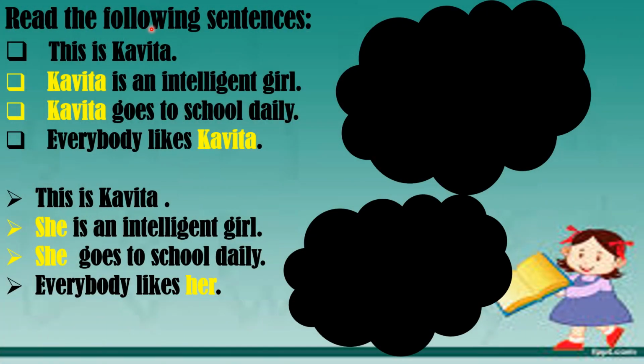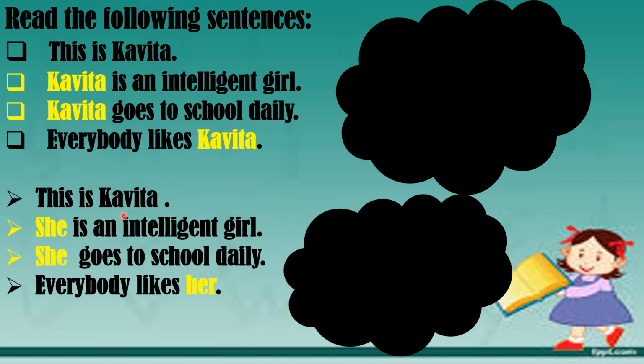Read the following sentences. This is Kavita. Kavita is an intelligent girl. Kavita goes to school daily. Everybody likes Kavita. So children, in these sentences, the word Kavita is repeated many times. We use another word in its place to stop this repetition. Thus, the above sentences can be written in the following way.